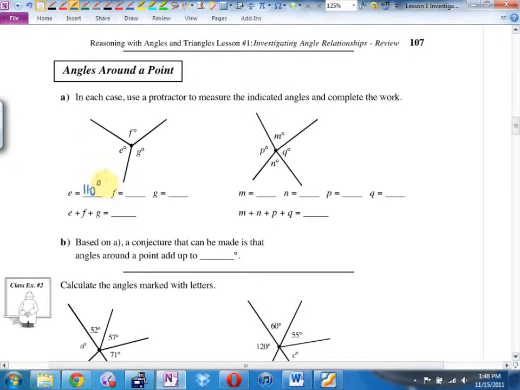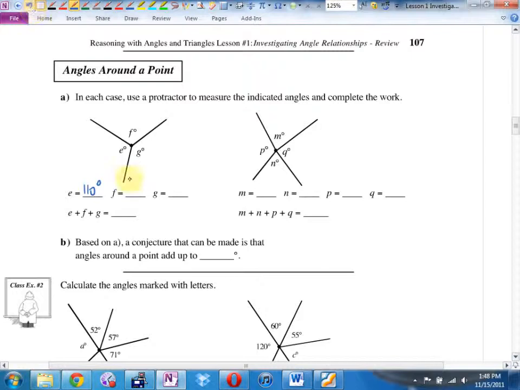How big is angle F? That looks a bit bigger than... looks like about 110 or 120 or something like that. How big is angle F? That's this angle right here. I can't hear, I'm sorry. 110 again? Okay.